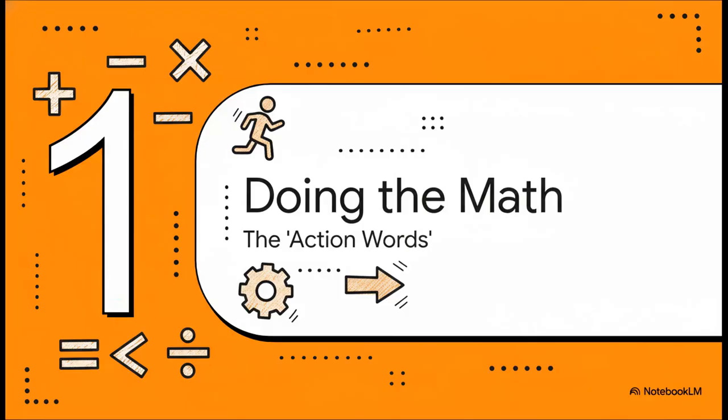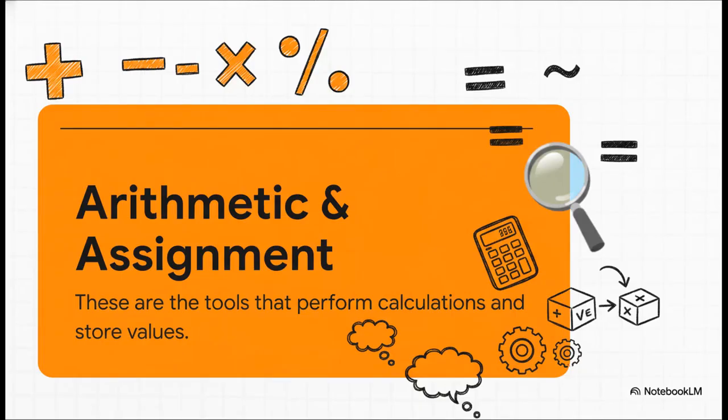Okay, so let's start with the operators that probably feel the most familiar, the ones that are pretty much just the math we all learned in school. These are the most basic action words in all of coding. This first group really does two main things. First, you've got your arithmetic operators, plus, minus, they do the math.